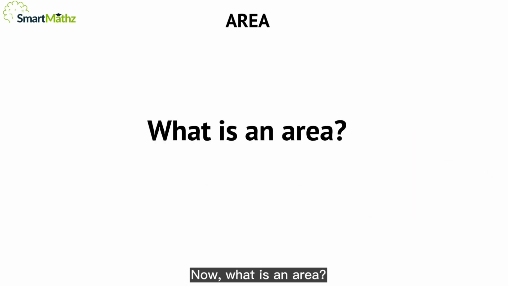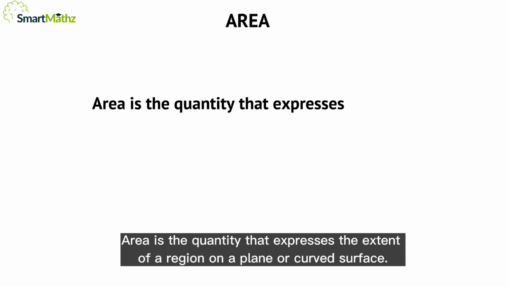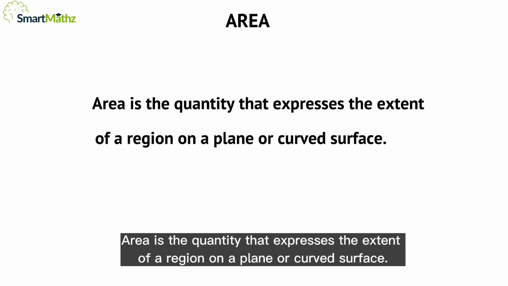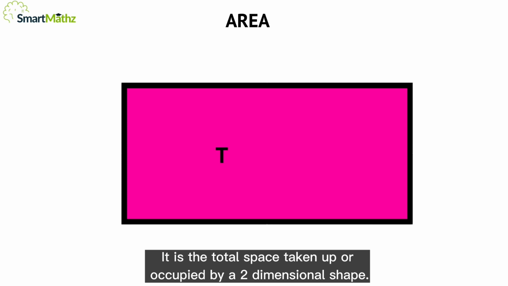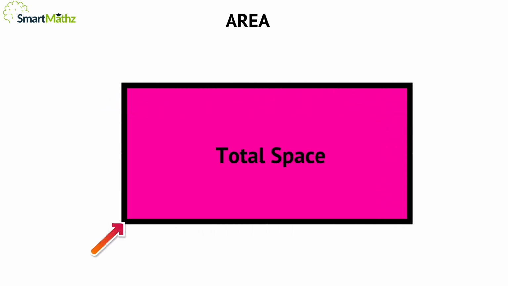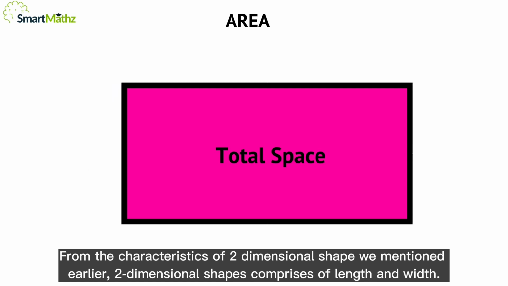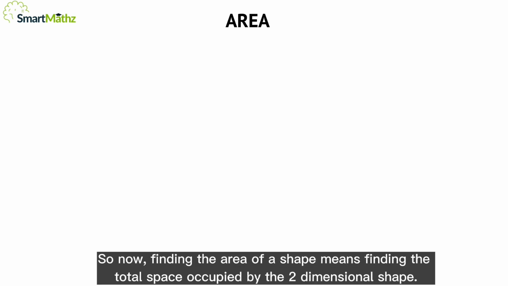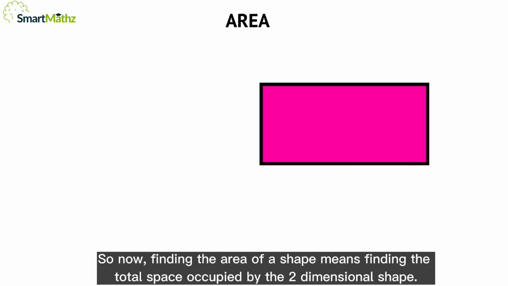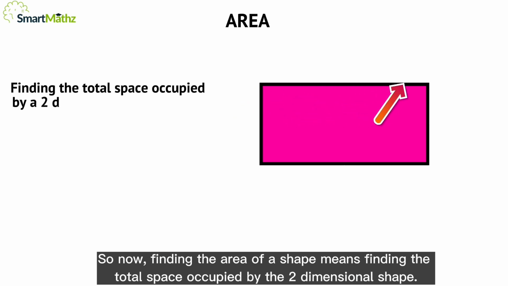Now, what is an area? Area is the quantity that expresses the extent of a region on a plane or curved surface. It is the total space taken up or occupied by a two-dimensional shape. From the characteristics of two-dimensional shapes we mentioned earlier, two-dimensional shapes comprise length and width. So now, finding the area of a shape means finding the total space occupied by the two-dimensional shape.